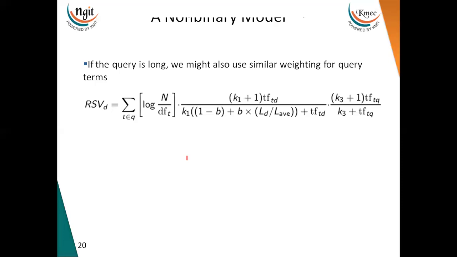if the query is long, then how we are going to use the weighting terms. Okay. Now, here, what we are doing is the same thresholds we have to use. That is the K and B. And we have to consider the length of your document and average length of the document. Okay.